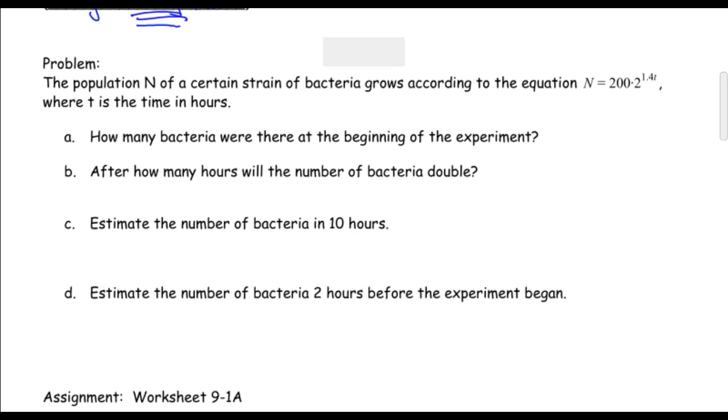It has to do with biology. So the population N of a certain strain of bacteria grows according to the equation N equals 200 times 2 to the 1.4 times T power.